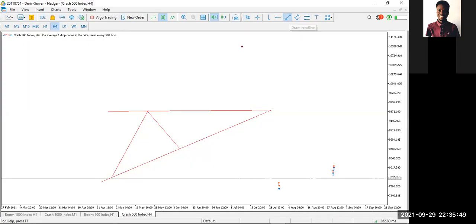Sorry about that, network issues. I'm sharing my screen now. Okay, so I was talking about the symmetrical triangle. The ascending triangle acts just the same way as the symmetrical triangle.